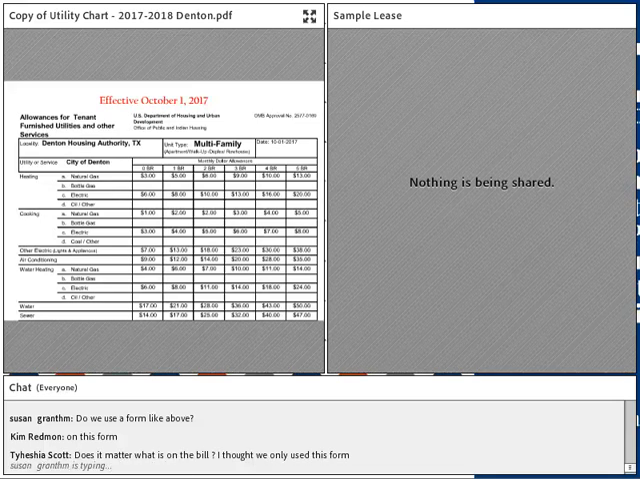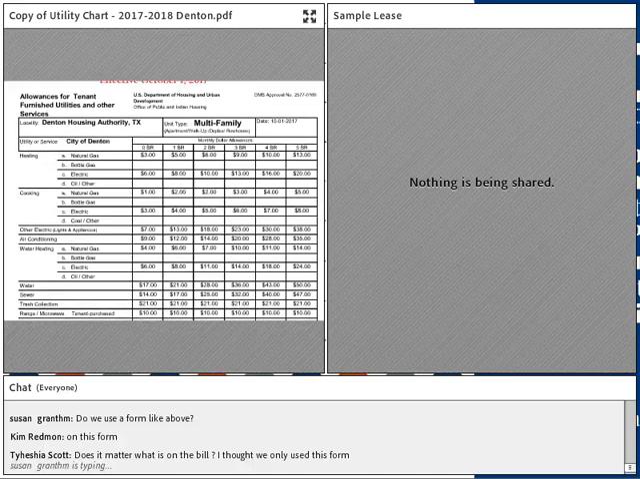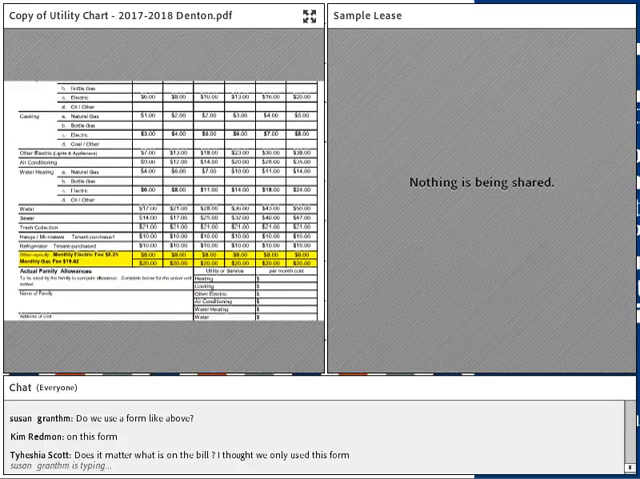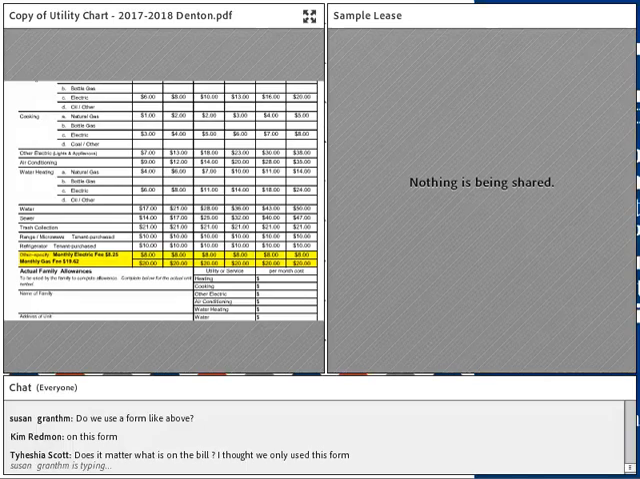So it says, does it matter what is on the bill? I thought we only use this form. My understanding, right, is if your participant's not paying it, they shouldn't get an allowance for it. Does that make sense, Taisha?